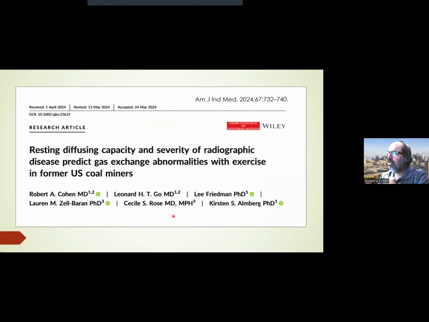And then this is the article that Dr. De La Hoz circulated, which takes this to the next level, looking at diffusion capacity and gas exchange abnormalities with exercise. Because really one of the important things in evaluating a worker is, can they do the heavy labor of their work? So they may be okay as a pulmonologist or as a physician in clinic, but they may not be able to shovel coal for 8 hours a day or do heavy manual labor.